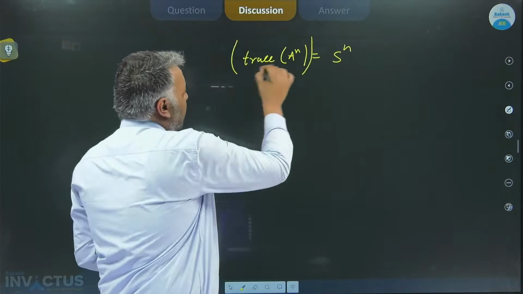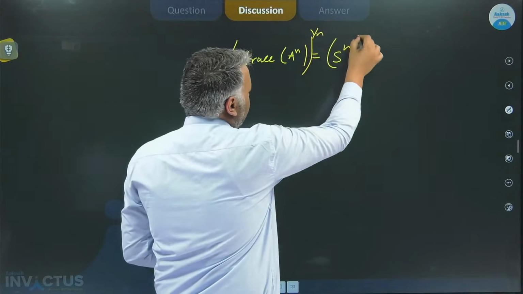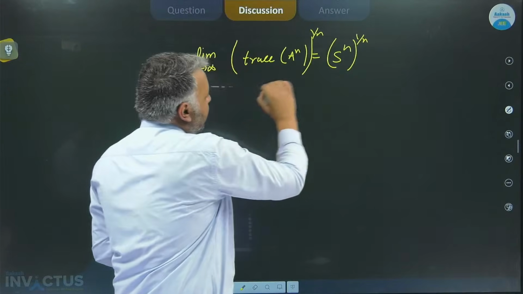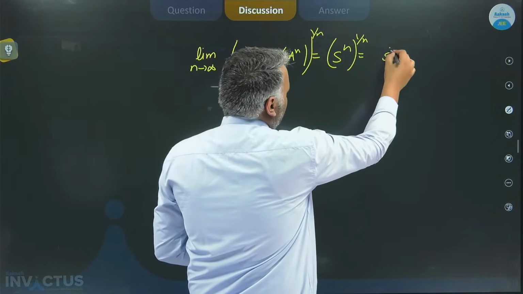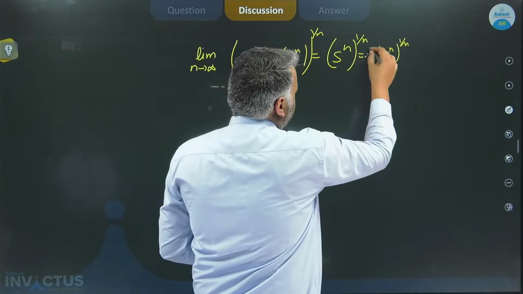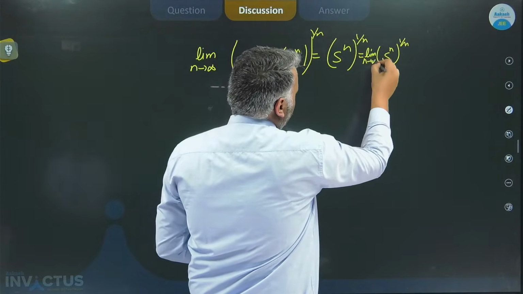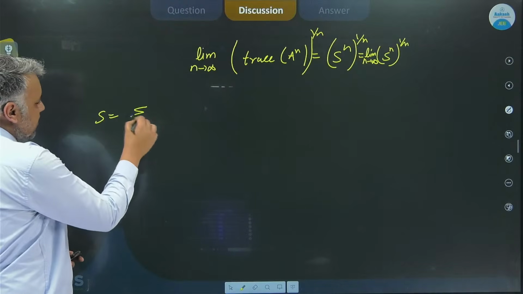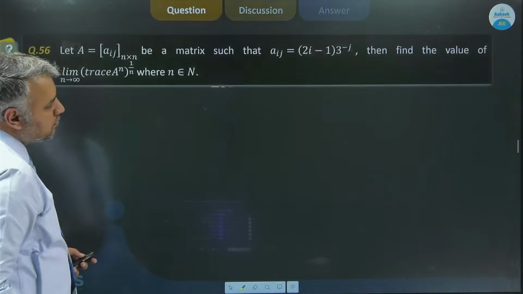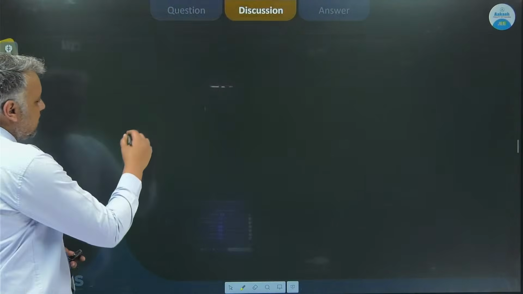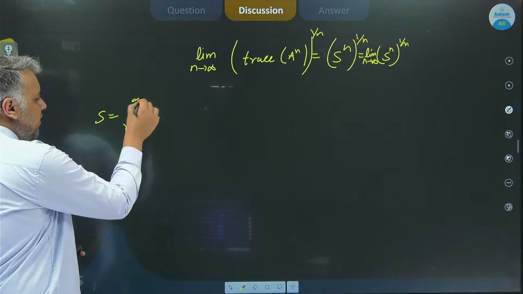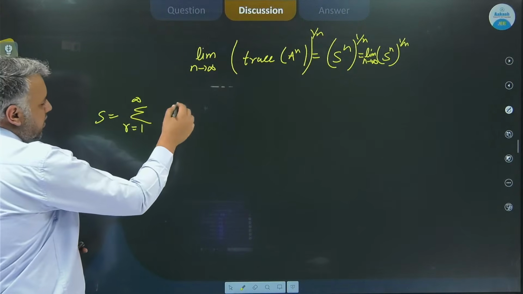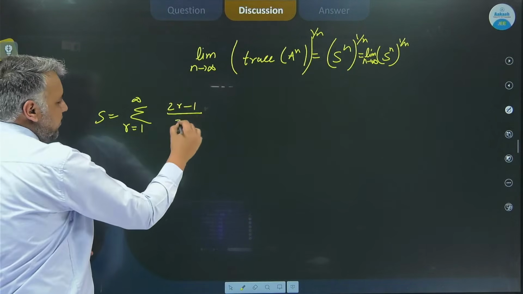Now if I raise to power 1 by n and apply limit n tending to infinity, the required quantity is (S power n) whole power 1 by n, limit n tends to infinity. Now we have to just calculate S here, which is summation r is equal to 1 to n, or 1 to infinity, since finally we have to take n tending to infinity, of (2r - 1) divided by 3 power r.